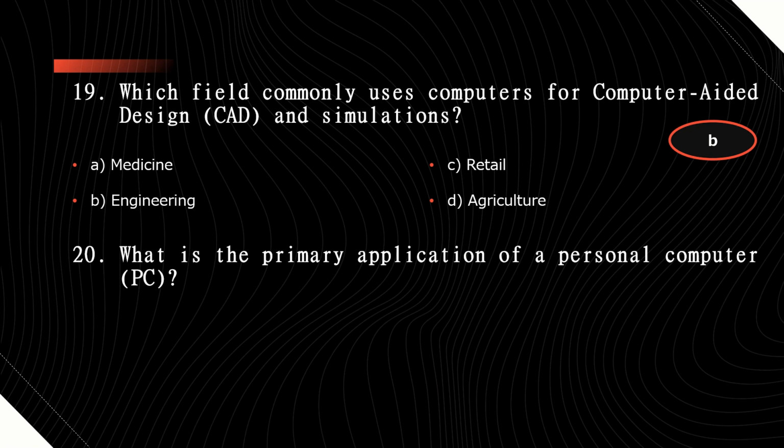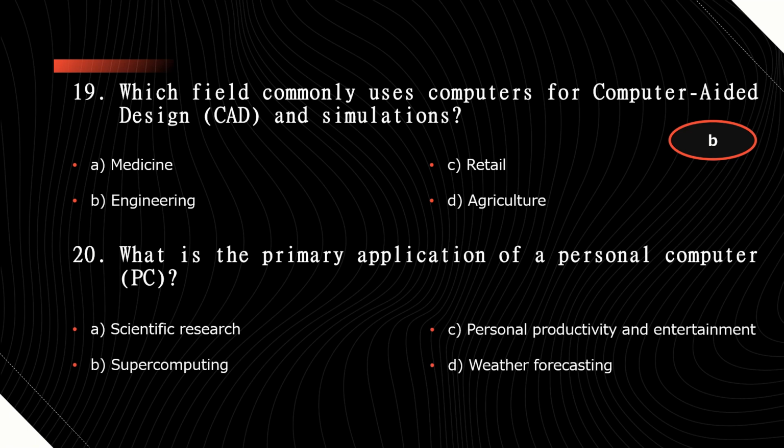What is the primary application of a personal computer? Options. A. Scientific research. B. Supercomputing. C. Personal productivity and entertainment. D. Weather forecasting. Answer. C. Personal productivity and entertainment. PCs are commonly used for tasks like word processing, internet browsing, and entertainment purposes.